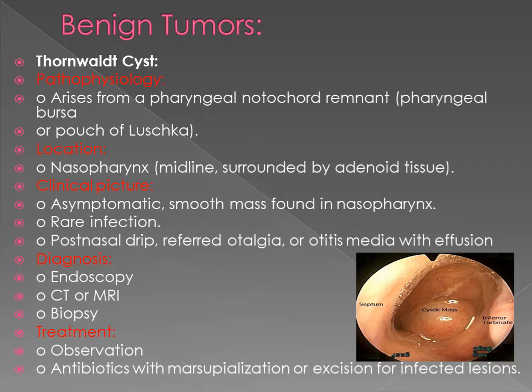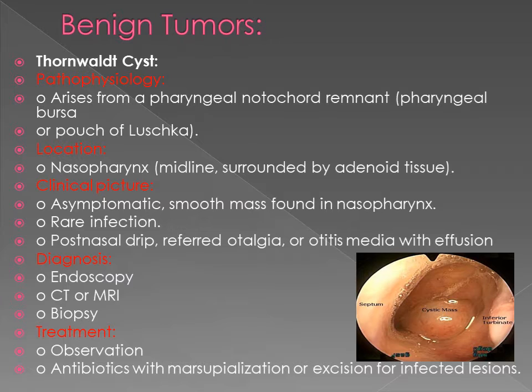In the CT scan, there might be fluid content inside this mass. Sometimes there are changes if it's infected, and the CT finding will be different than a normal cyst. Also, some symptoms might present. If it enlarges and encroaches on the Eustachian tube orifices, there might be otitis media with effusion, and also referred otalgia if there is some irritation of the pharyngeal plexus. Also sometimes nasal drip.